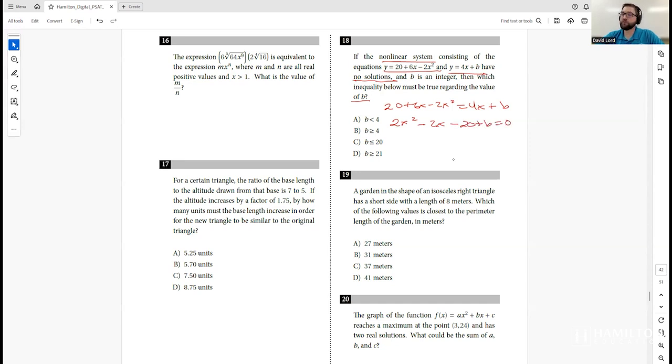Now it said it had no solutions. So because it has no solutions, that means when I do the discriminant test, the inside must be less than 0. So the discriminant test is b squared minus 4ac, and we're going to make it less than 0. And then first thing we're going to do is square the b term. So negative 2 squared minus 4 times 2 times all of c. So that's negative 20 plus b.